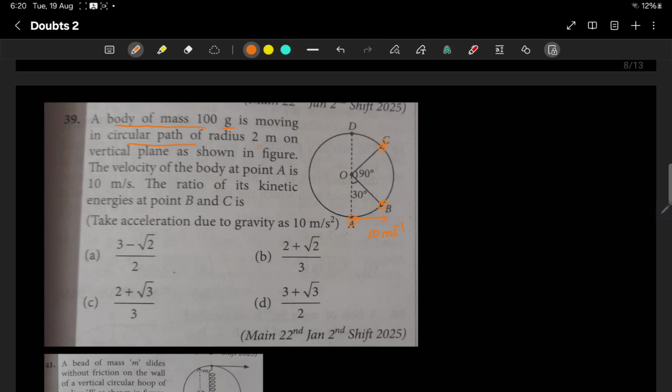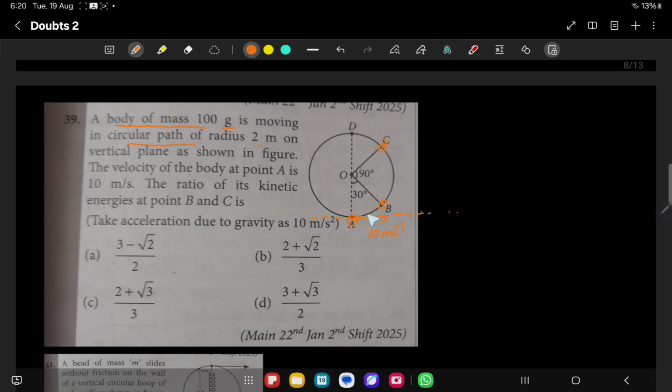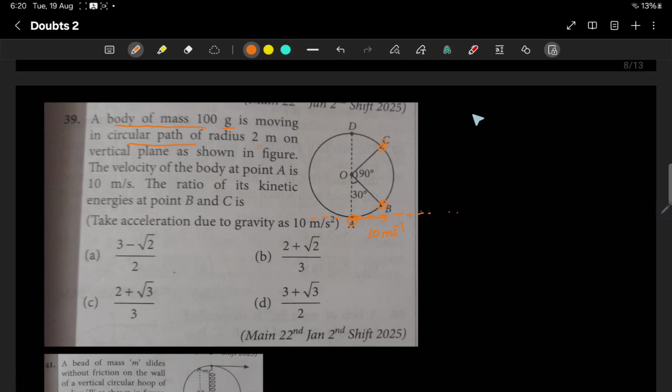So here, when it is starting at A, the total energy is nothing but kinetic energy. We can take this as a reference point where the potential energy is 0, height is 0. When it is going here, what will happen? The total energy at A should be equal to the total energy at B, because energy is conserved. So total energy at A is nothing but kinetic energy at A, which is equal to total energy at B, which is potential energy at B plus kinetic energy at B.